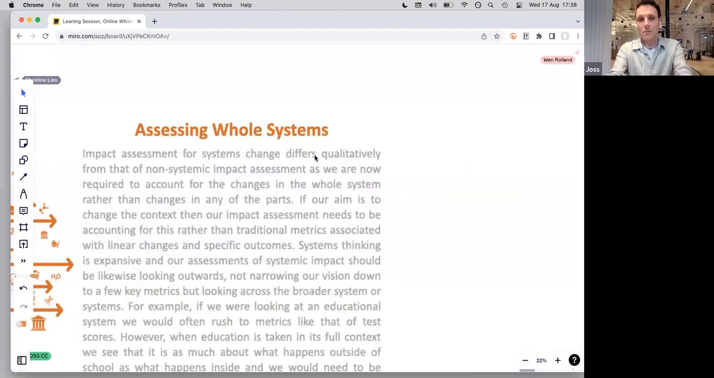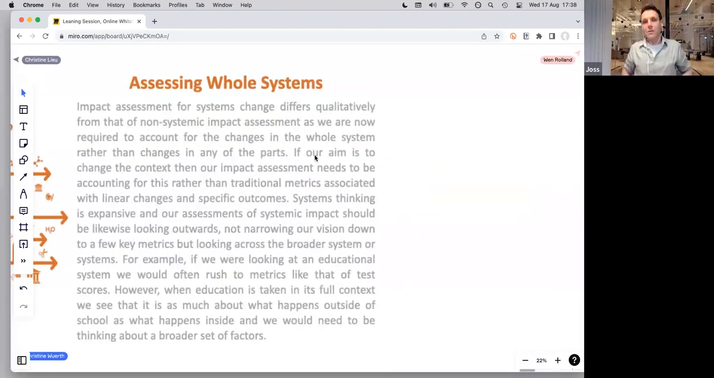So assessing the whole system. Impact assessments for systems change differ qualitatively from non-systemic impact assessments, as we are now required to account for the changes in the whole system rather than changes in the parts. If our aim is to change the context, then our impact assessment needs to be accounting for this rather than traditional metrics associated with linear changes and specific outcomes. Systems thinking is expansive, and our assessment of systemic impact should be likewise looking outwards, not narrowing our vision down to a few key metrics, but looking across the broader system or systems.